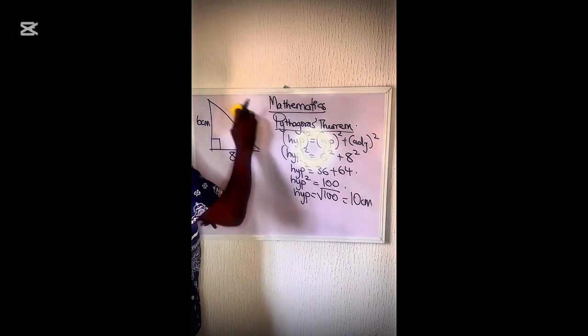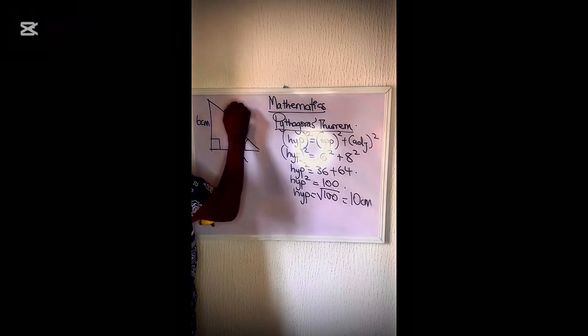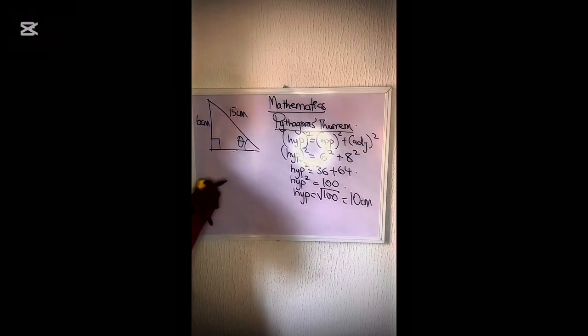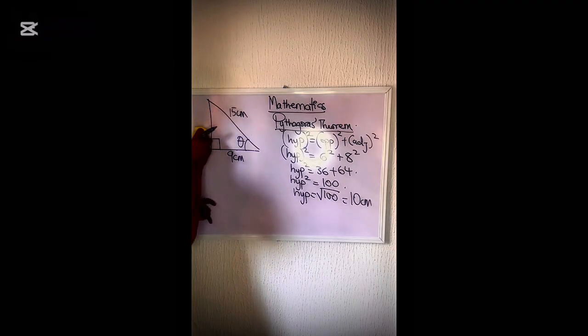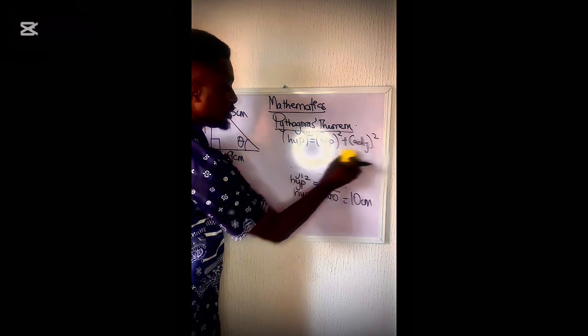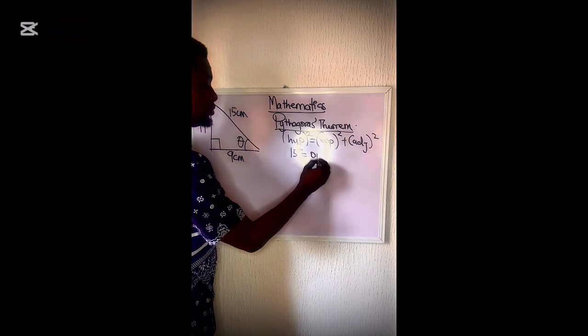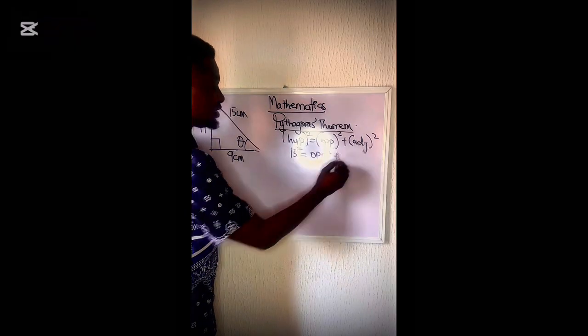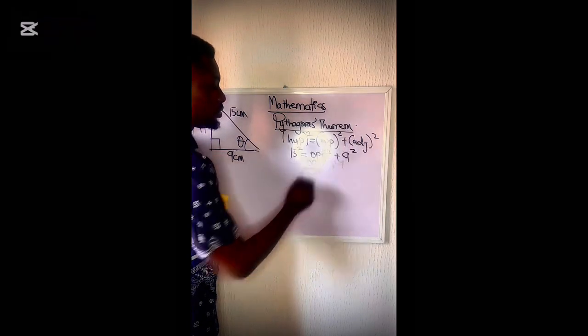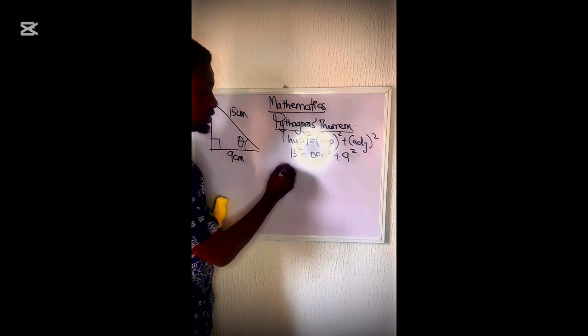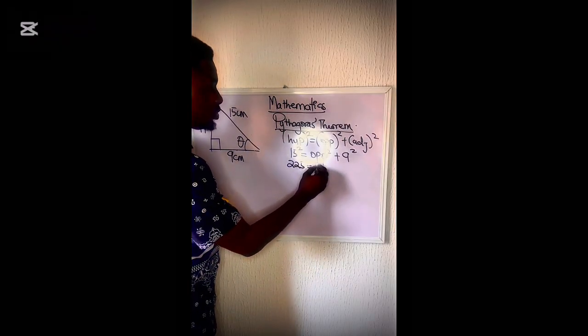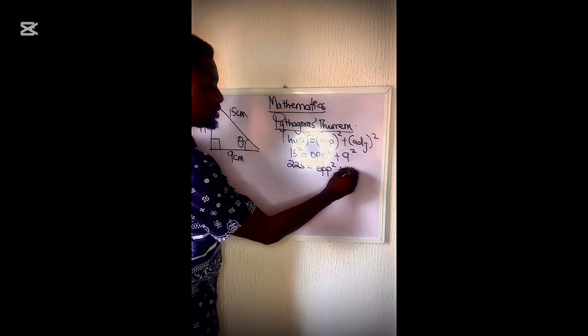So let's assume our hypotenuse is given to be 15. Our adjacent is given as 9, but we do not know our opposite. We'll still refer to this formula and say that hypotenuse squared, in this case, is 15 squared. Opposite is not known, and adjacent is 9 centimeters to the power of 2. So 15 squared is 225 equals opposite squared plus 81.